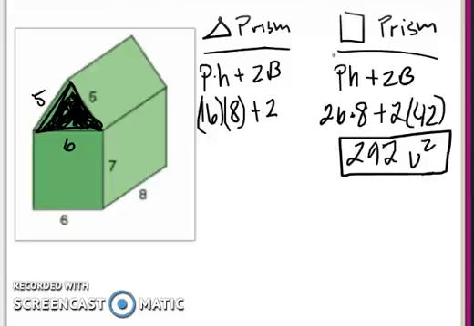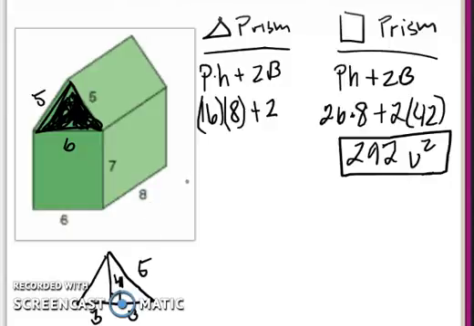Plus 2 times the area of the base. Well, this is kind of a tricky one. My base figure, I'm going to break this down. This is 3, this is 5, and if you haven't guessed, this is going to be 4. This is a right triangle. Okay, this is a Pythagorean triple.